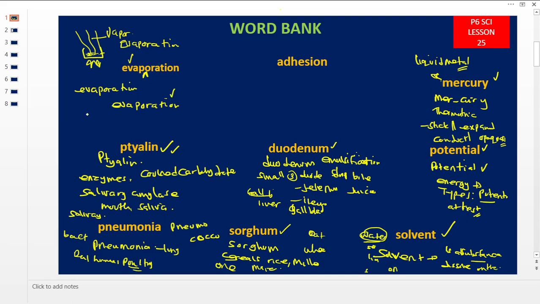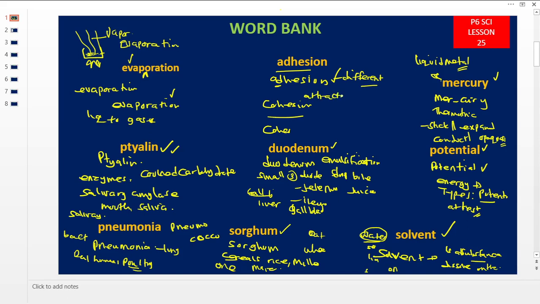So this is the process by which a liquid turns to what? To a gas, right? Okay, so lastly we have our word here. This is adhesion. It is the opposite to which word? Cohesion. As we discussed earlier, cohesion is the forces of attraction between molecules of the same substance. Now today we are looking at adhesion, the forces of attraction between molecules of different substances. Remember, D stands for different.